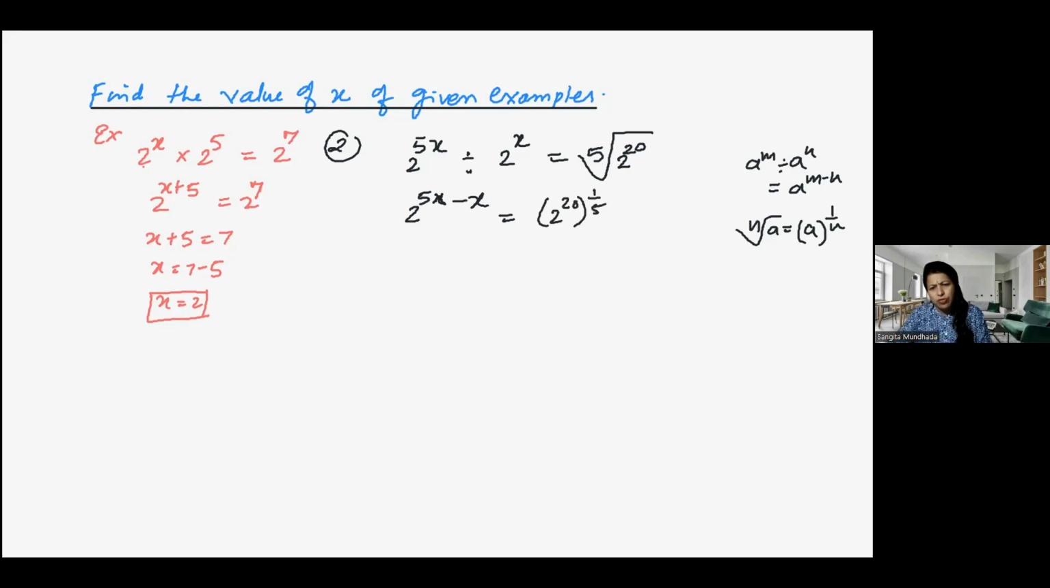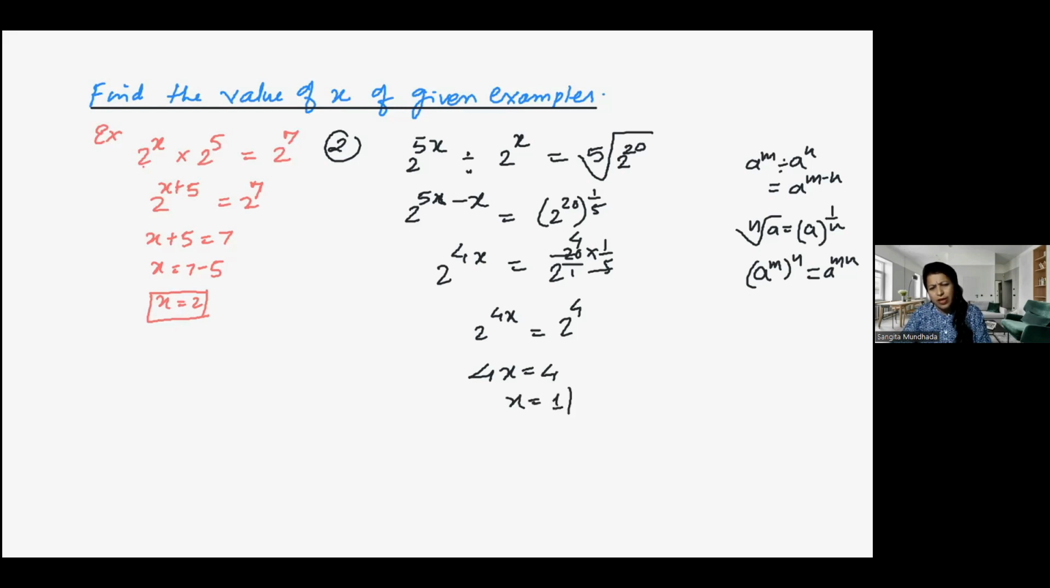Again here which law will you use? a raised to m raised to power n is equal to a raised to m into n. So 2 raised to power 20 into 1 by 5. 20 means obviously divided by 1. 5 fours are 20. So 2 raised to 4x is equal to 2 raised to 4. Again, base is same, so we can equate the power. So equating power, we will get 4x equal to 4 and x is equal to 1. So the value of x is 1.